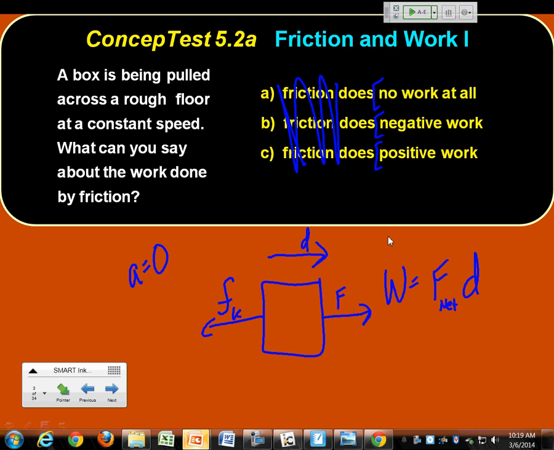Are we done? I was thinking we get out at 11. We get out at 10:20, don't we? Is that right? What time do we get out of this class?